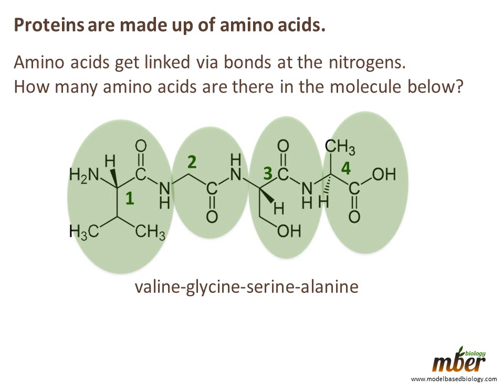Okay, proteins are made up of amino acids. It's getting a little repetitive, but hopefully this will be very memorable. So, as amino acids are linked via their bonds, the nitrogens, how many amino acids are there in the molecule? So let's look at the ends where nitrogen is. And so that means we actually have 4 amino acids shown in this diagram. And so we have valine, glycine, serine, and alanine.